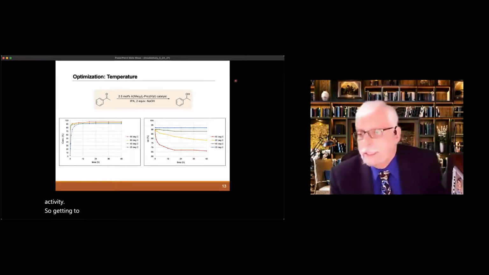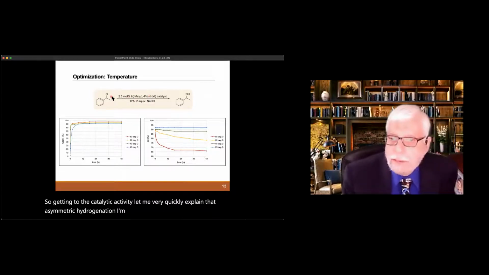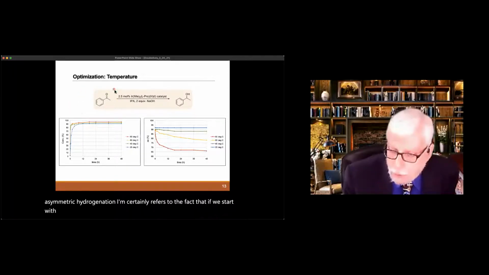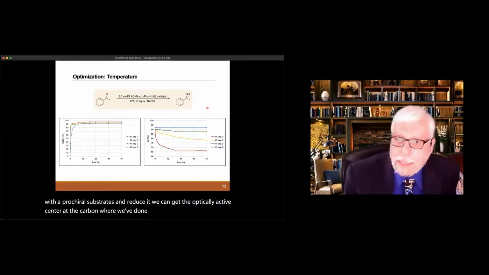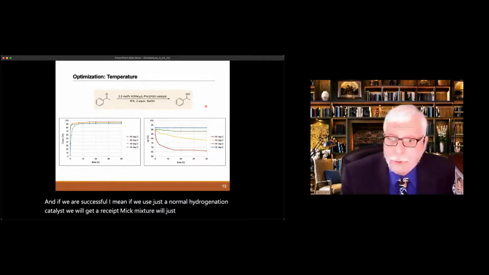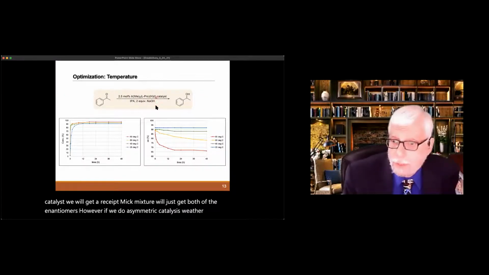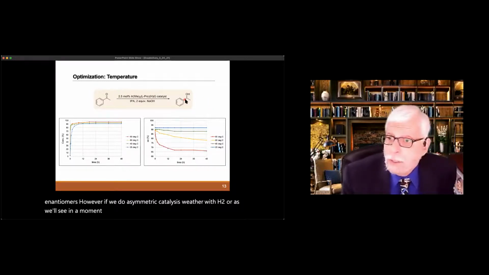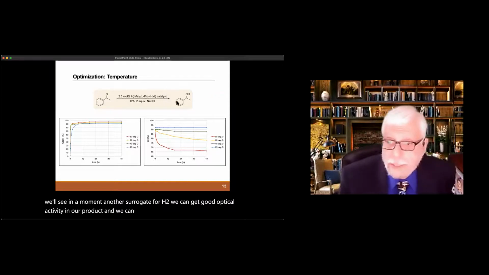So getting to the catalytic activity, let me very quickly explain that asymmetric hydrogenation certainly refers to the fact that if we start with a prochiral substrate and reduce it, we can get the optically active center at the carbon where we've done the reduction. If we use just a normal hydrogenation catalyst, we will get a racemic mixture. We'll just get both of the enantiomers. However, if we do asymmetric catalysis, whether with H2 or, as we'll see in a moment, another surrogate for H2, we can get good optical activity in our product. We can choose one enantiomer over the other.